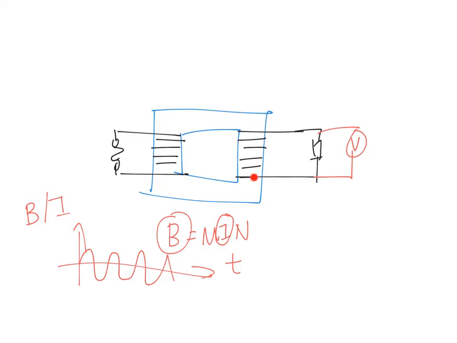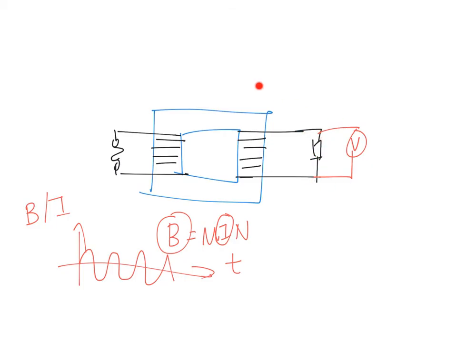So it transfers the flux over the secondary. So when the flux here changes, this secondary coil experiences the change in flux. Because it experiences a change in flux, there's a change in flux linkage. Therefore, an EMF is induced in the secondary coil, which causes the current to flow. That's how you can measure the voltage.